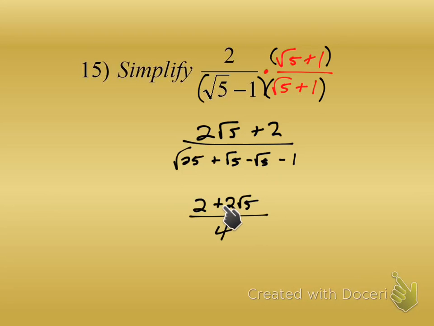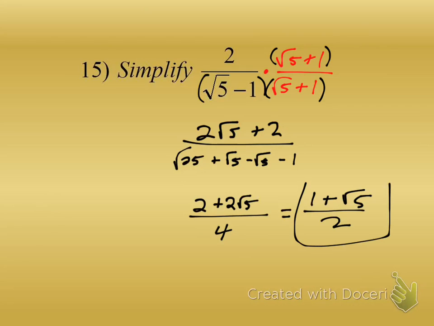Now, you have one last step. See how there's a 2 here, a 2 here, and a 4 here? All of those numbers are divisible by what? 2. So reduce them all by 2. So you get 1 plus rad 5 all over 2.